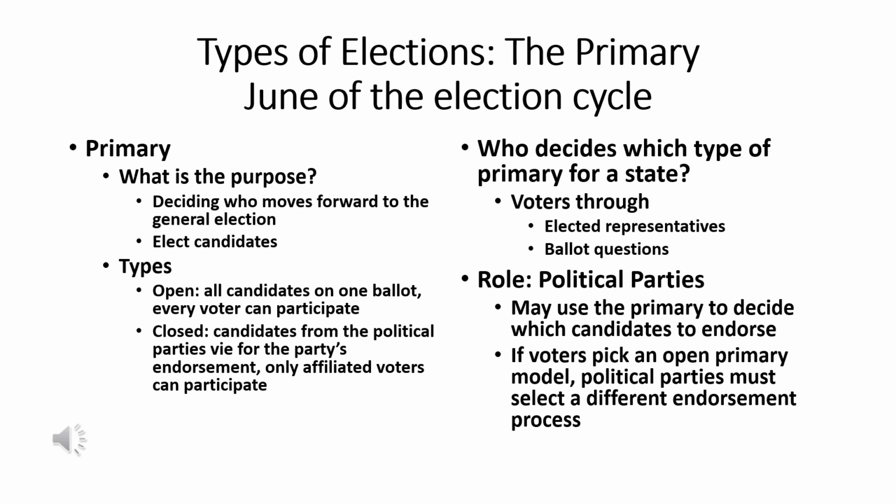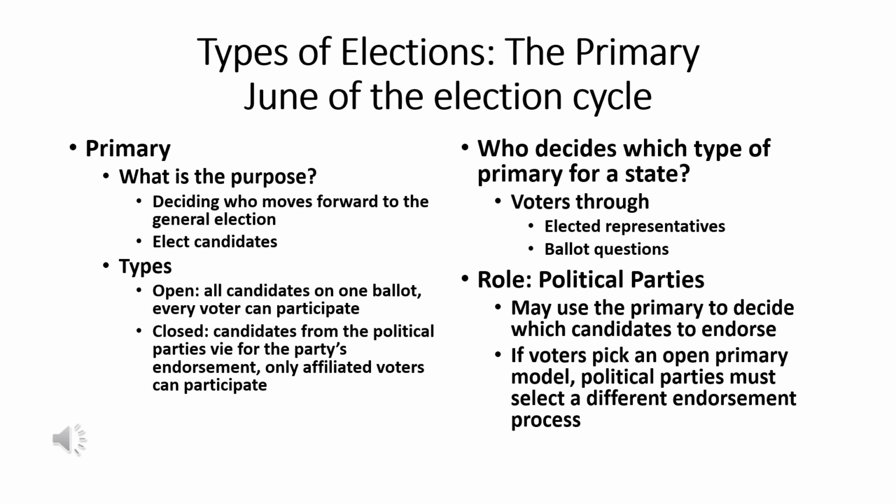What role do the political parties play? They can use the primary to decide which candidates to endorse if that's what voters have decided that the publicly financed primaries will be used for. But if voters say, no, we do not want the political parties, which are private organizations, using the primary for their endorsement process, then the political parties have to use some other means or a different method for deciding their endorsements. They can use a caucus, they can have a convention, they can do a mail-in vote.